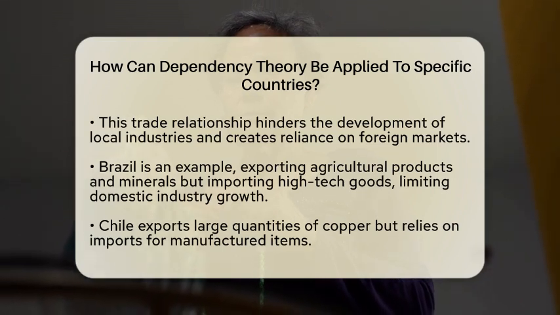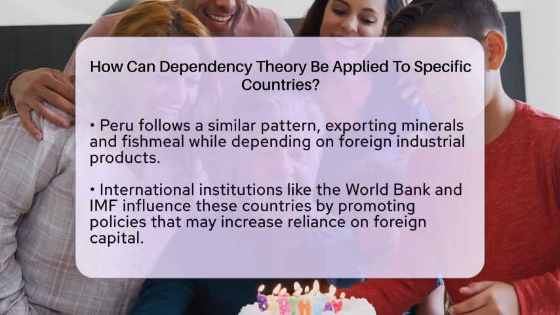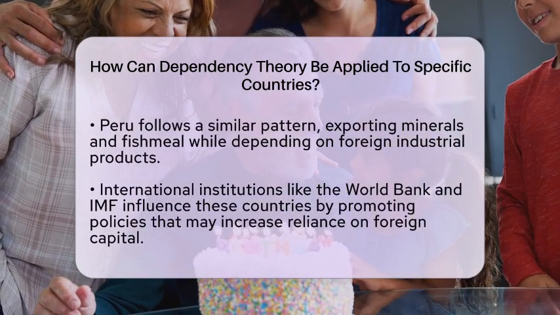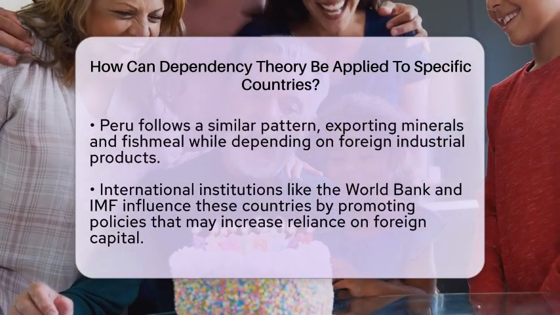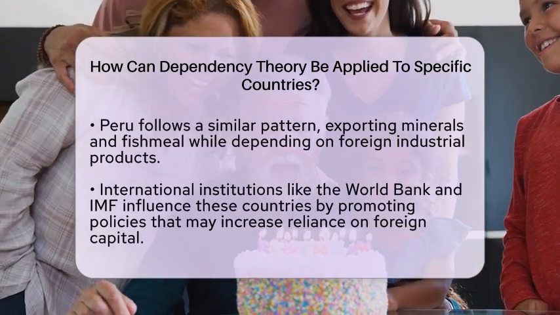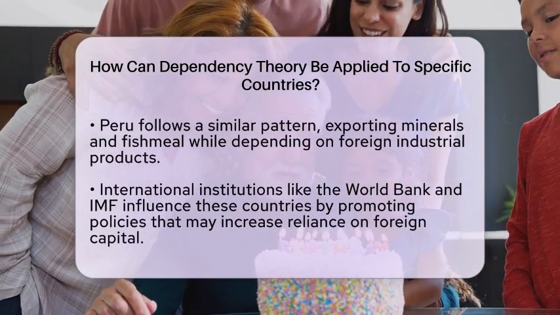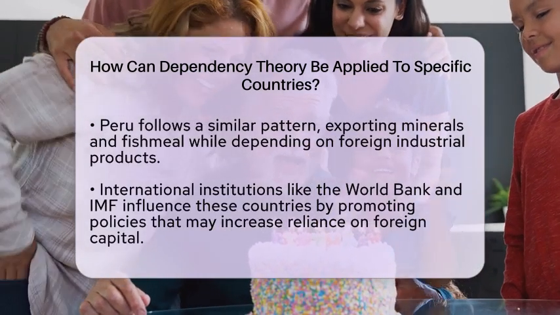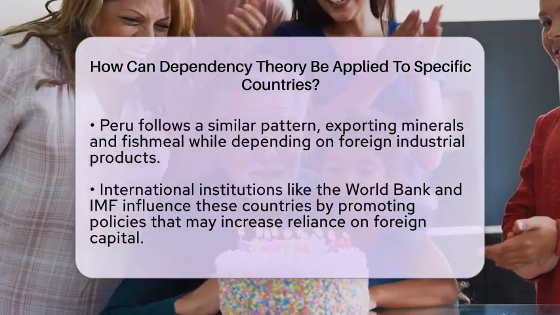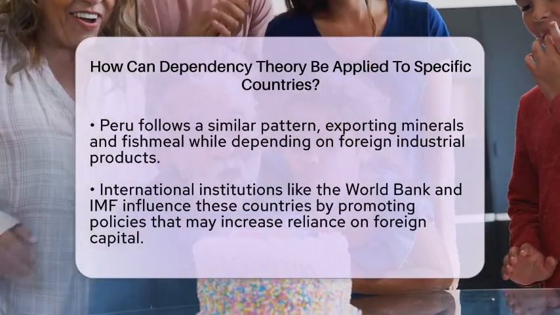Chile presents another case. The nation exports significant amounts of copper but relies heavily on imports for manufactured goods. Peru follows a similar trend, exporting minerals and fishmeal while depending on foreign countries for industrial products. These examples illustrate how dependency theory applies to specific countries by showing their economic structures.